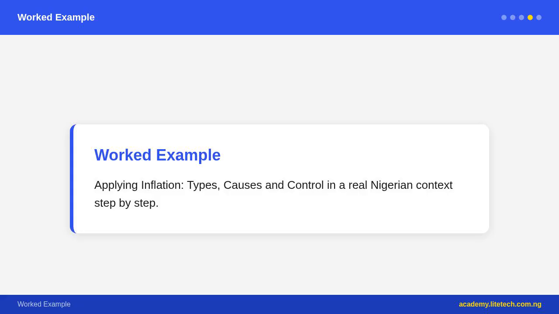Fiscal policy measures. Reducing government spending reduces aggregate demand. Increasing taxes withdraws money from households. Reducing the budget deficit cuts the need for deficit financing and money creation.